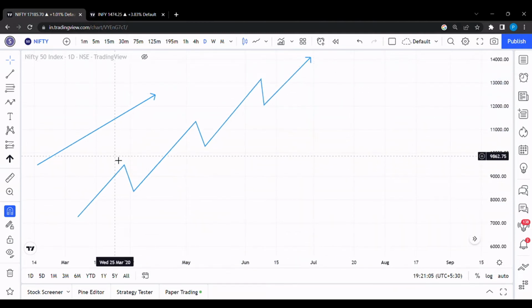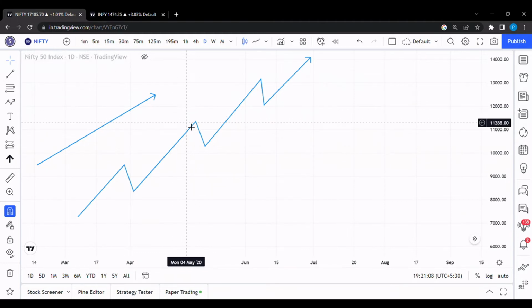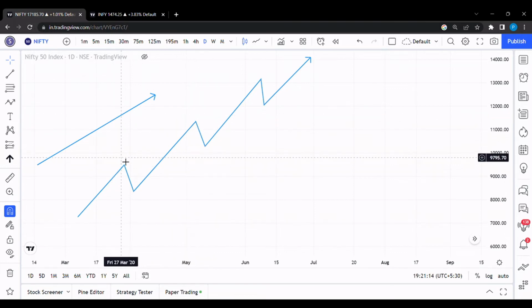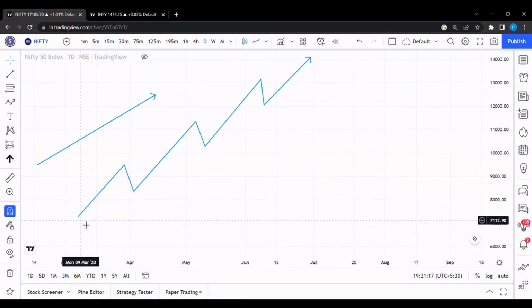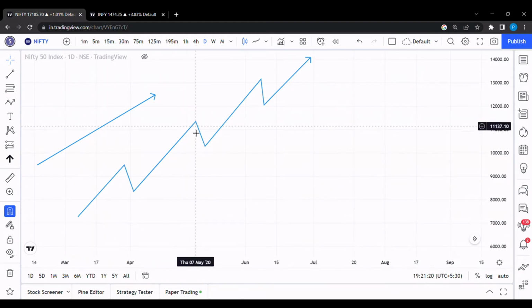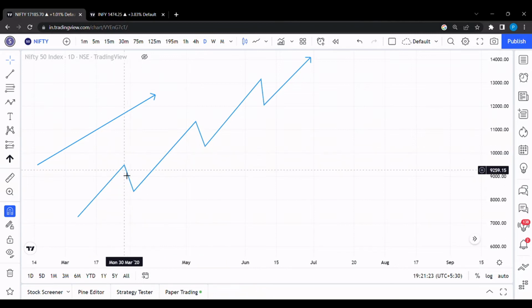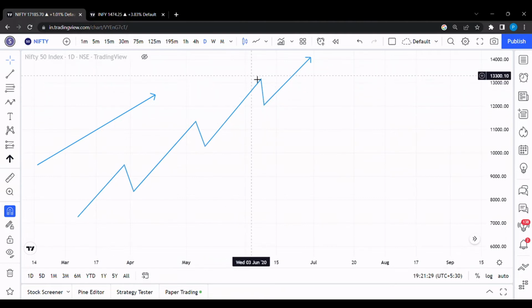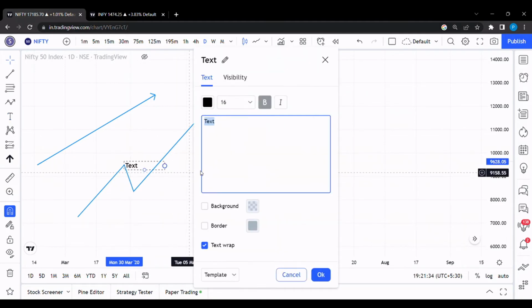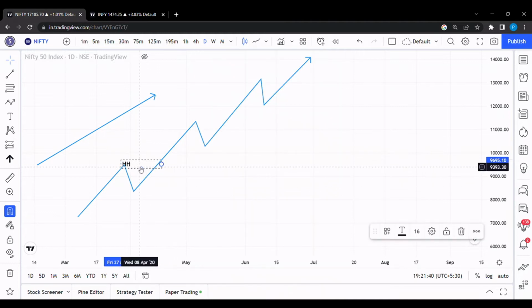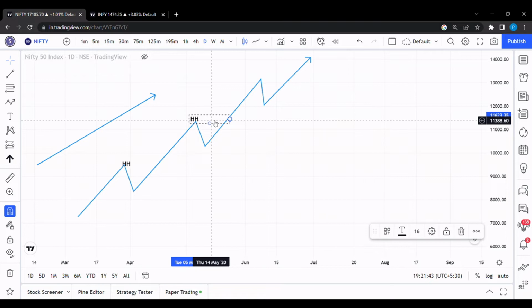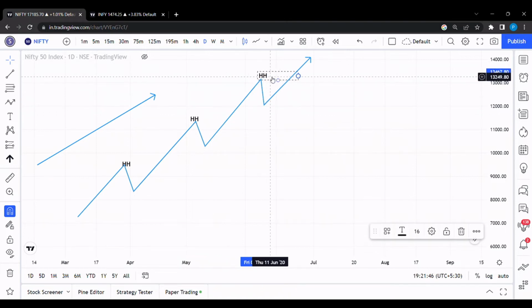If you see, each high is higher than the previous high. What does it mean? This was high and this was also high. High means basically it is higher than the previous price. So if you compare this high, it is higher than the previous price, or we can say the previous highest point, right? This high is higher than the previous high. So can I mark each high as higher high, just to make it simple? HH means higher high.